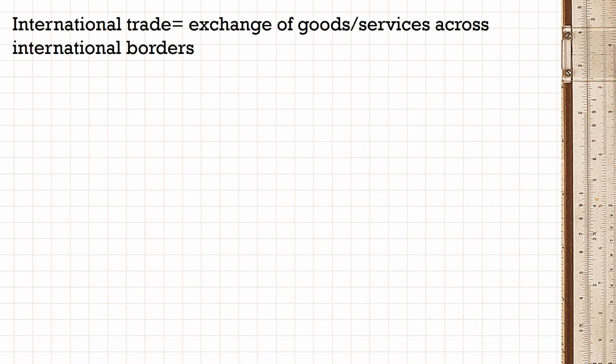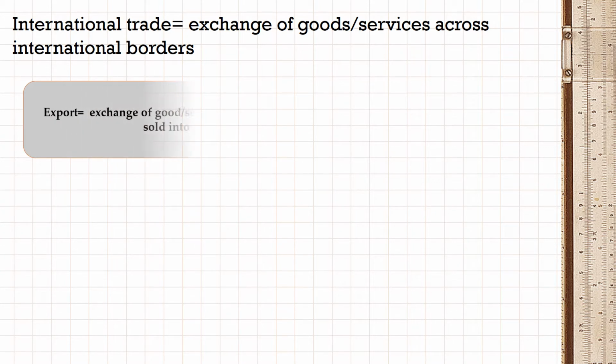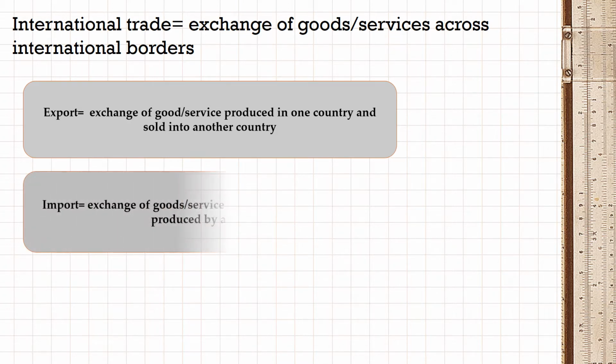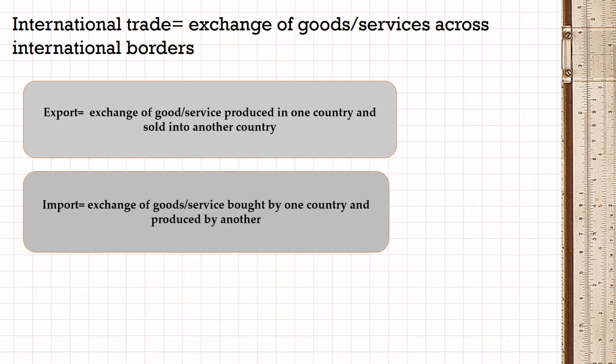International trade is the exchange of goods and services between different countries or across international borders. And we all are aware trade is very significant in the global economy. We understand that nations and even people trade on the basis of comparative advantage.